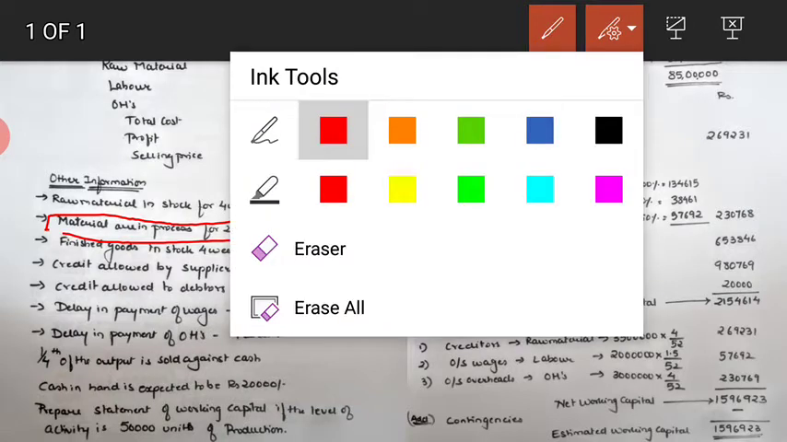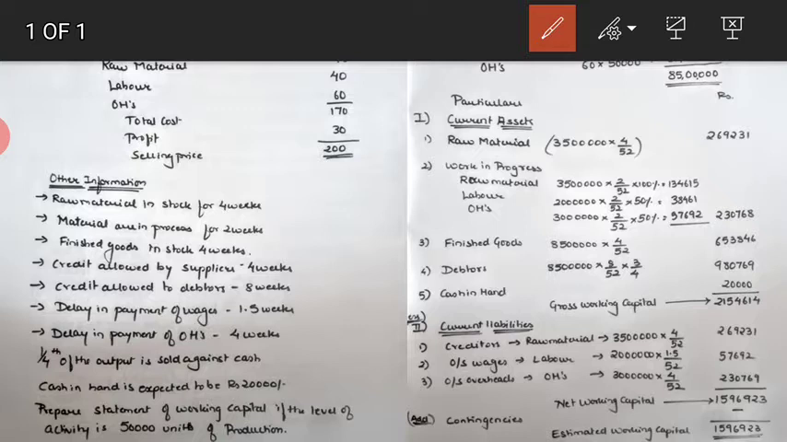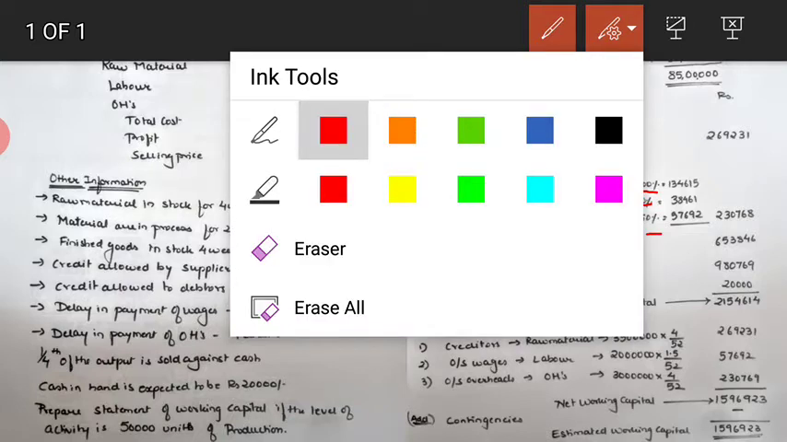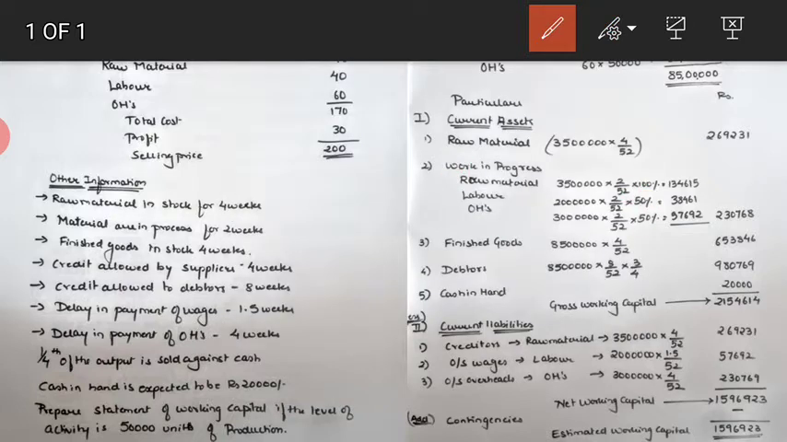So calculation of work in process would consider all the three elements, that is raw material, labor and overheads. But if nothing is mentioned, then raw material would be 100%, labor would be 50% and overheads would be 50%. This is the basic criteria. Then let's go for the calculation. So raw material is 35 lakhs into work is in process for 2 weeks.